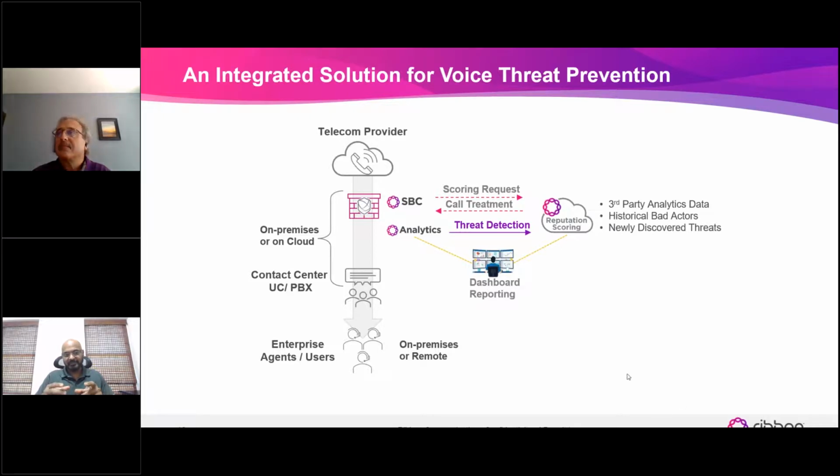In this case, the SBC acts together with analytics and reputation scoring, as we described in the previous couple of slides. Together, the solution provides real-time scores to the SBC, which can then take action, not just at the SIP layer, but at the higher layers, where it can look at the call and the score and decide what to do with the call. So it's really multiple layers of protection, as opposed to an SBC that works at a single layer, the SIP layer.